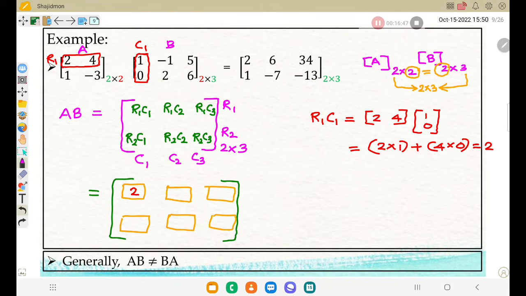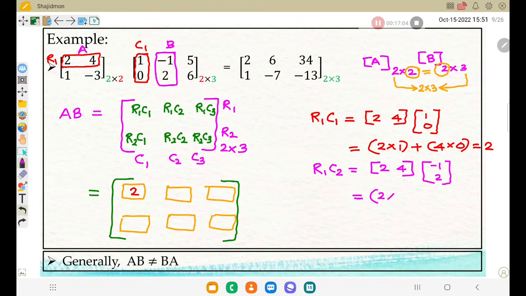Now first row with the second column. First row is the same, that is 2, 4. But column number 2 means this one: minus 1 and 2. So how to multiply? First number with the first number, 2 multiply minus 1, plus second number with the second number, 4 multiply 2. Correct? So 4 multiply 2 means 8. 8 minus 2 multiply 1 minus 2. 8 minus 2 means 6. That means the second number here is 6.